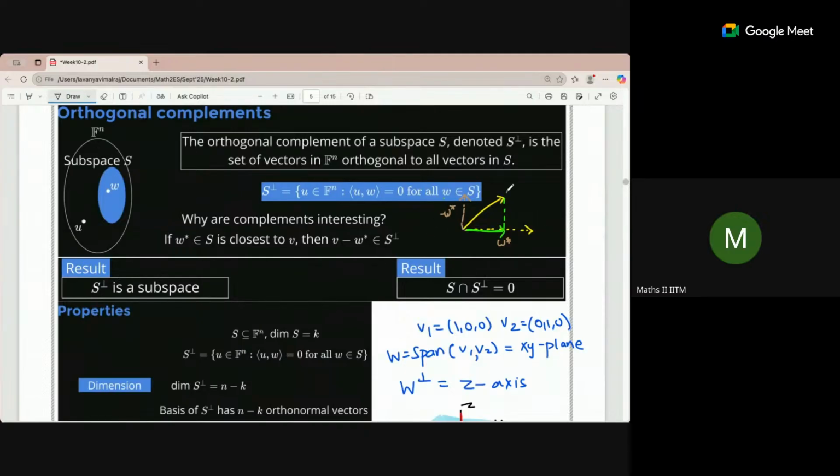So this is v minus w star. This is the vector v, and let's say this is your subspace S. So this entire line is your subspace S. This w star is the closest to v on S. Then v minus w star is perpendicular to w star. Do you understand what is happening here?